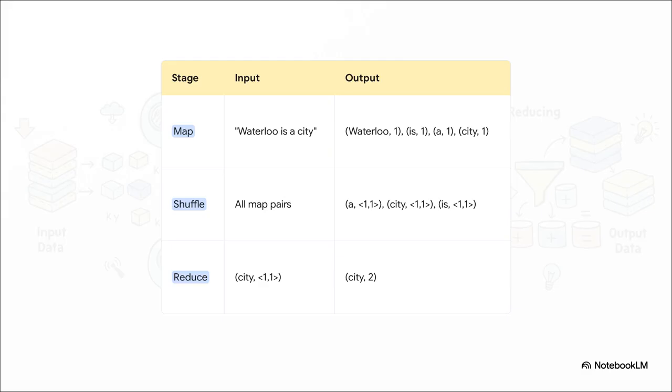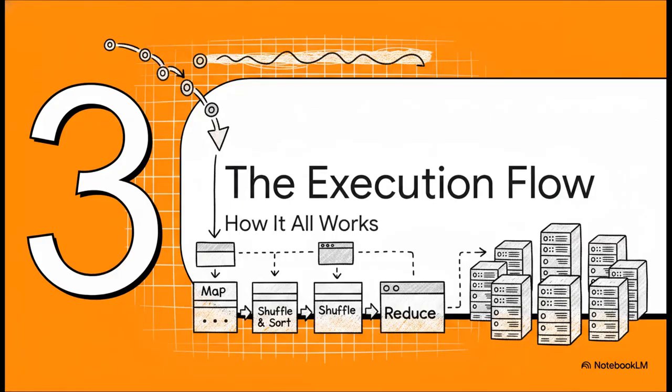Let's follow the word city. So the map function gets the sentence, Waterloo is a cool city, and it outputs the pair city, 1. Now imagine another mapper somewhere else also saw the word city. The shuffle stage, which is happening behind the scenes, gathers them all up, creating the input for the reducer, city, 1, 1. Finally, the reduce function gets that, adds up the ones, and spits out the final answer, city, 2. Simple as that.